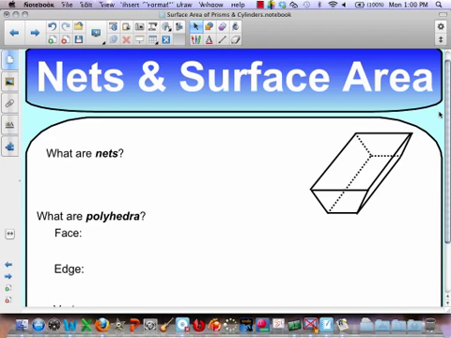Anyways, so a net. All a net is, is a 2D representation of a three-dimensional figure. And all of it, if you really want to think about it, is the unfolded three-dimensional figure.